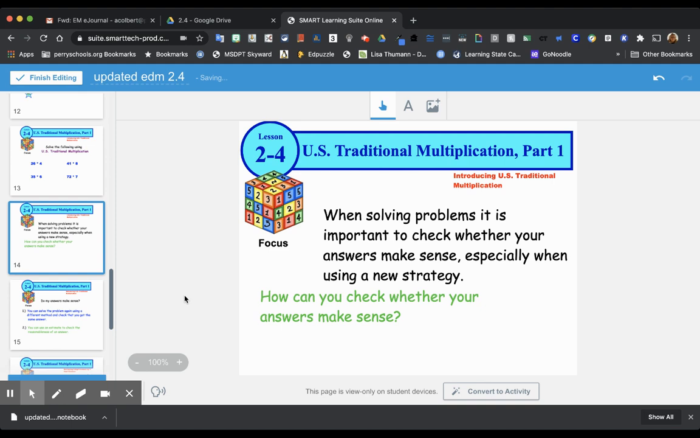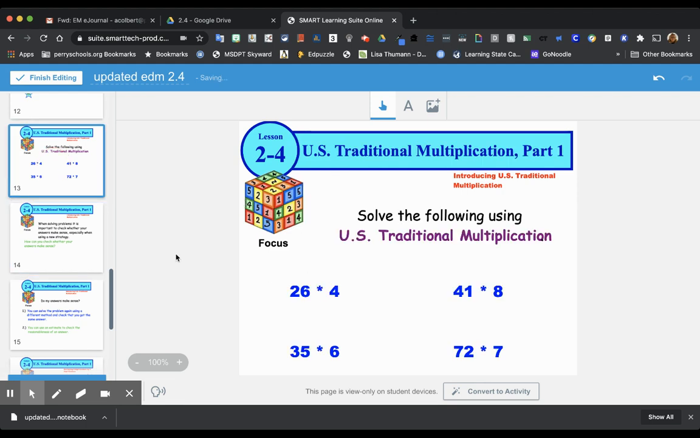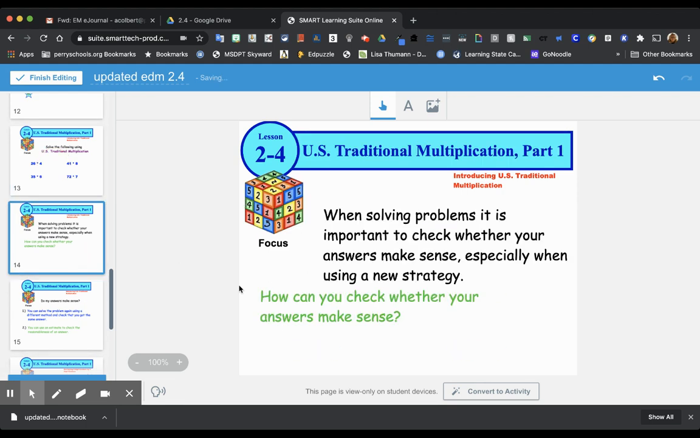When solving problems, it's important to check whether your answers make sense. So just like I did in that 26 times 4, especially when it's a new strategy, okay? So they're asking us, how can we check? Well, what I did in the previous one, remember I estimated here. We could also check our work by solving the multiplication problems in the other ways that we already know.